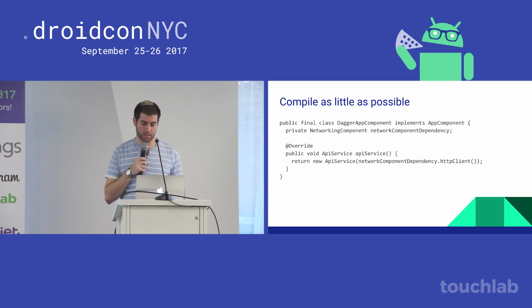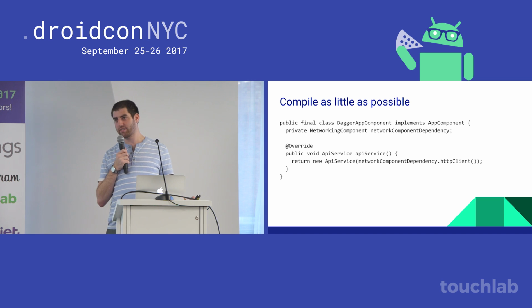So here, again, this is the Dagger app component, which just gets generated once. And any code that depends on that gets that same compiled class files, doesn't need to recompile. And if you're compiling fractions of your code, you're just going to have much faster compilations.